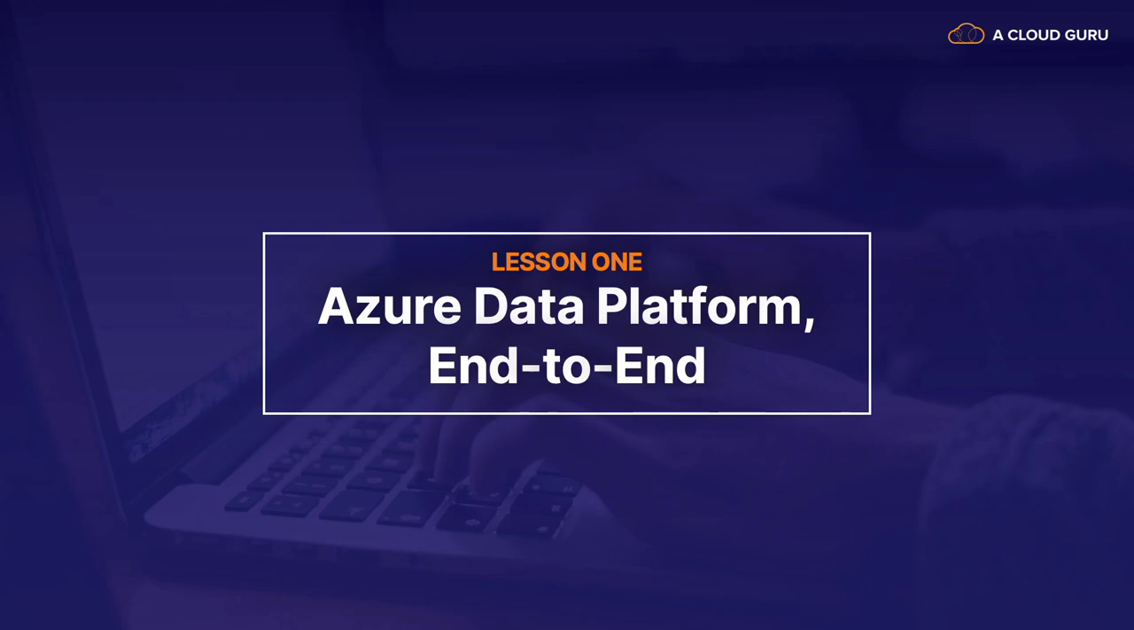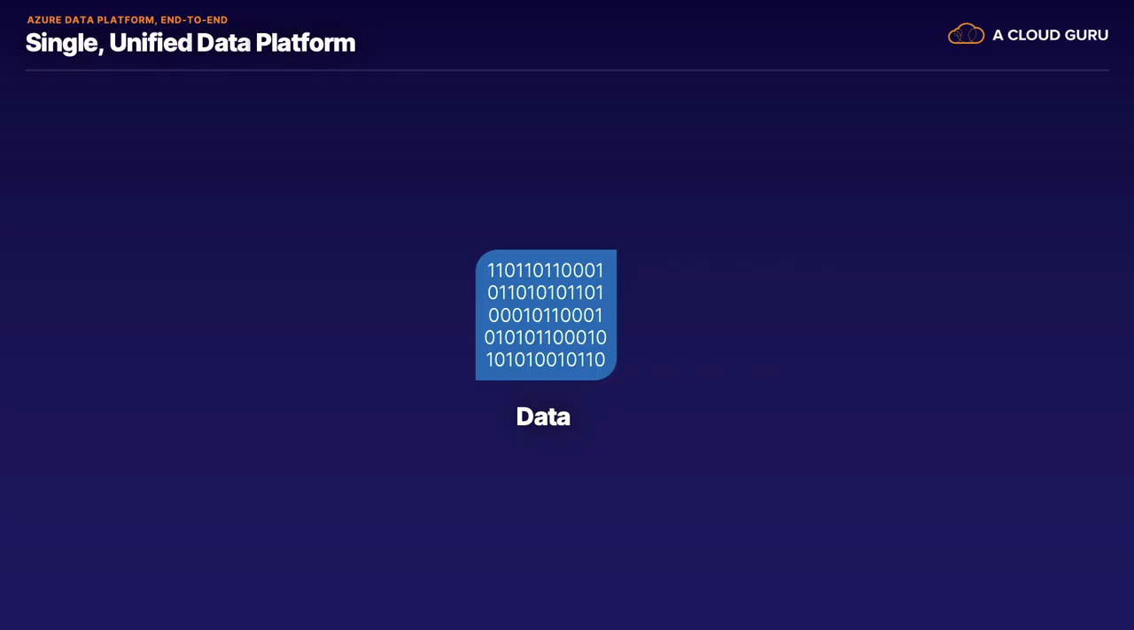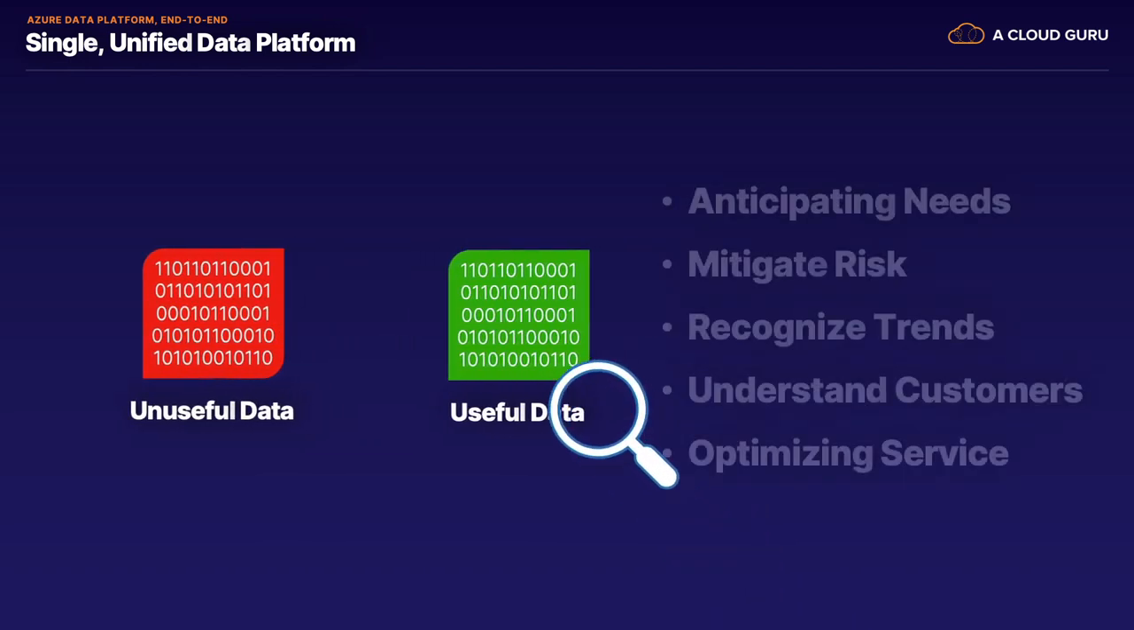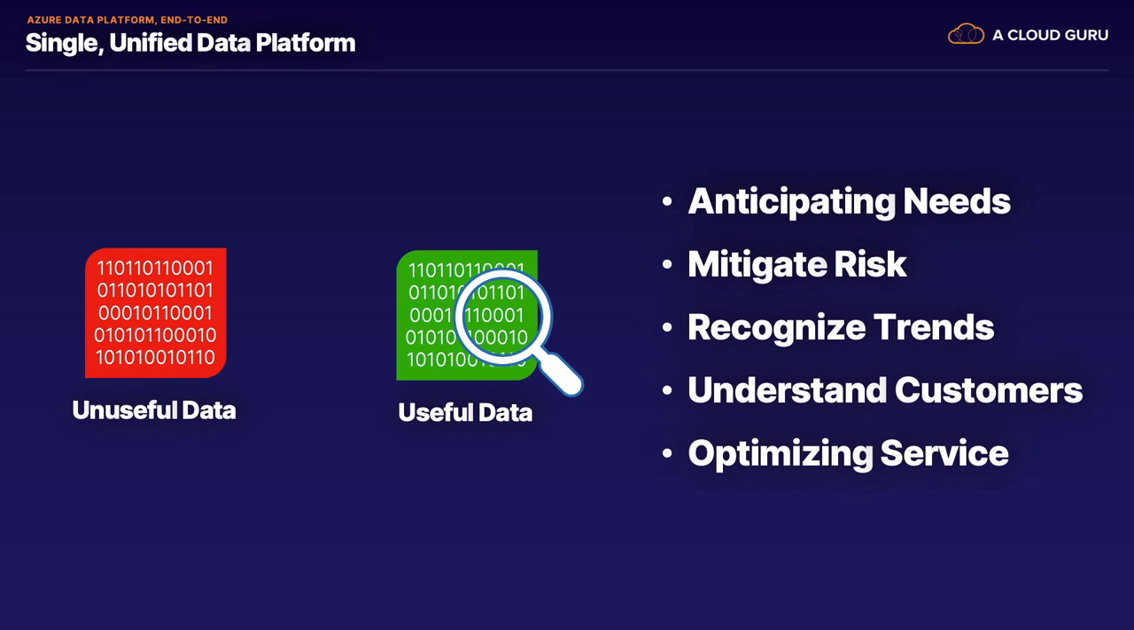No matter what business you're in, you will always have data. Data will always be gathered and processed based on all the applications that are being used inside of your enterprise. Out of all the data that gets collected, there is what's known as useful data and unuseful data. Useful data is for things like anticipating needs, mitigating risk, recognizing technology or industry trends, understanding its customers, and optimizing any service that you're using. It's also important to note that useful data is only useful depending on the type of people that are going to be analyzing it and their department.